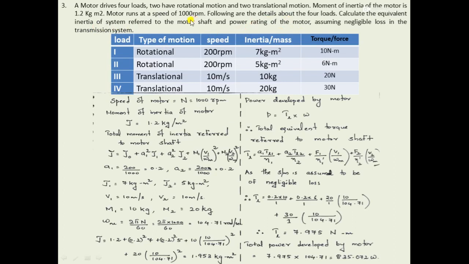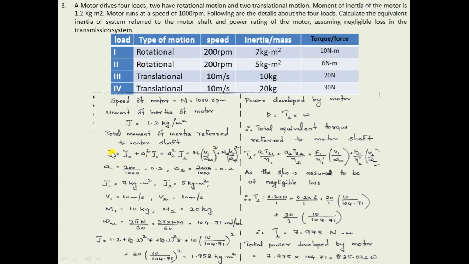In this problem, all of you must be very careful about this motor speed. Here the motor speed is given in rpm, not in radians per second. So in order to determine the value of the equivalent moment of inertia and the equivalent torque, we need to find the value of omega m, that is actually the speed in radians per second, not in rpm. So we have to convert this rpm into radians per second first. That is done here. Omega m is equal to 2 pi N by 60, and the speed in radians per second is 104.71 radians per second. First we will find the equivalent inertia.